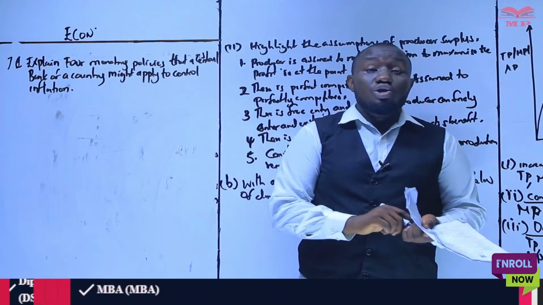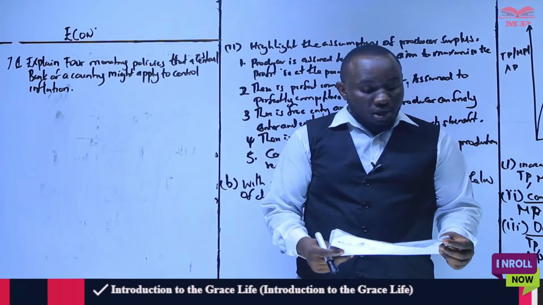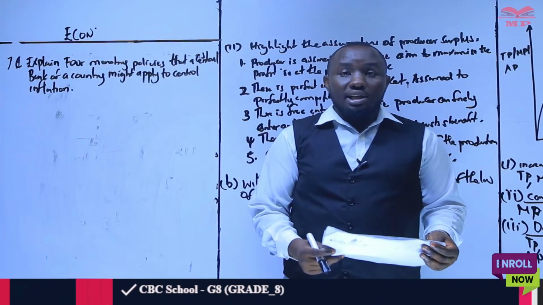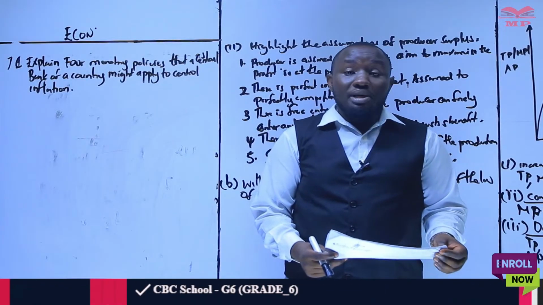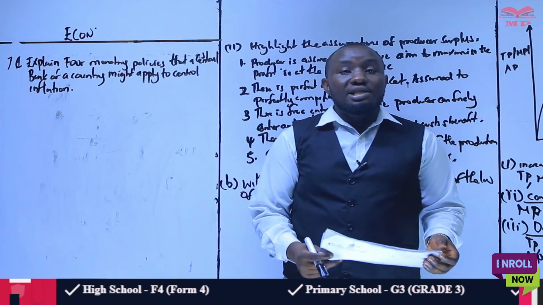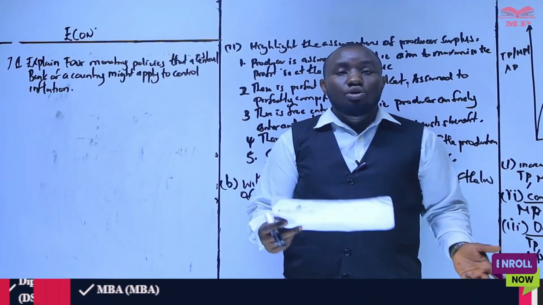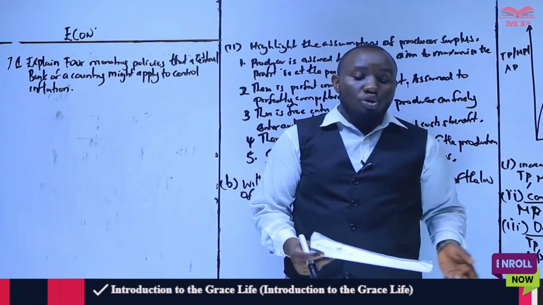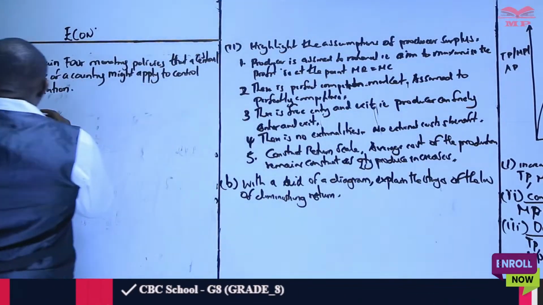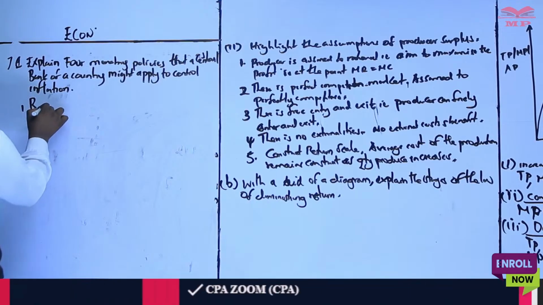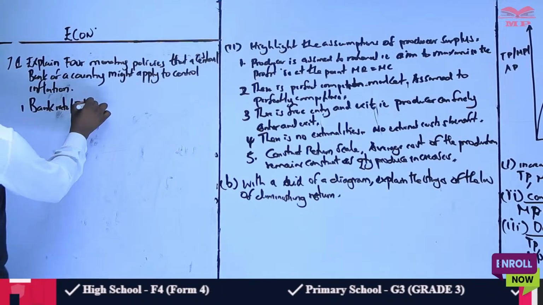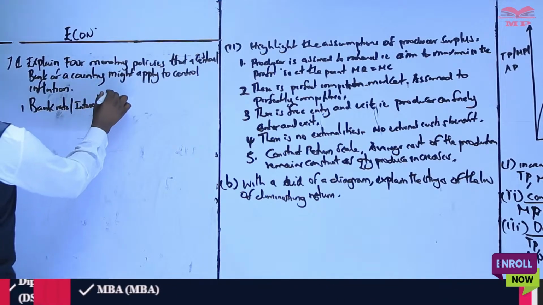Number 1 is to understand what you call monetary policy. Whenever we talk about monetary policy, these are instruments basically used by the government through the central bank to regulate the supply of money, either high or low. How do you use these instruments to control inflation? The first one is the bank rate, stroke the interest rate.